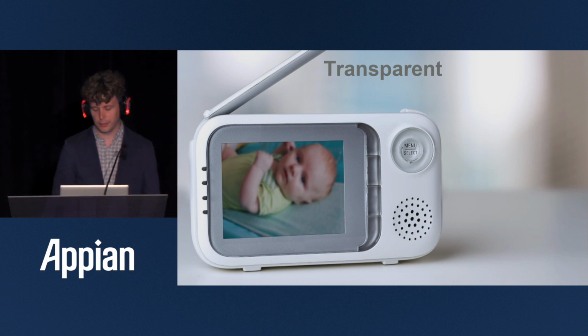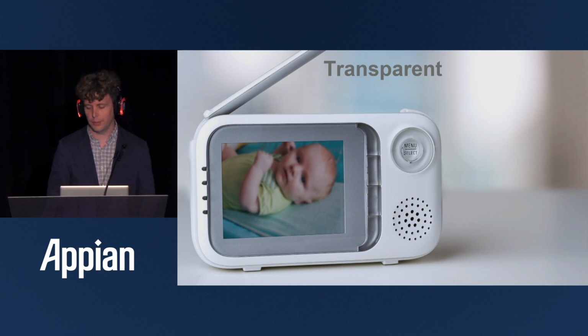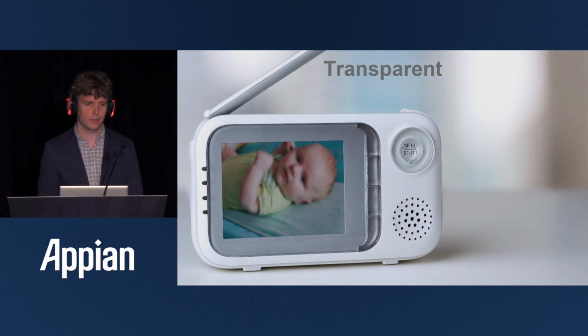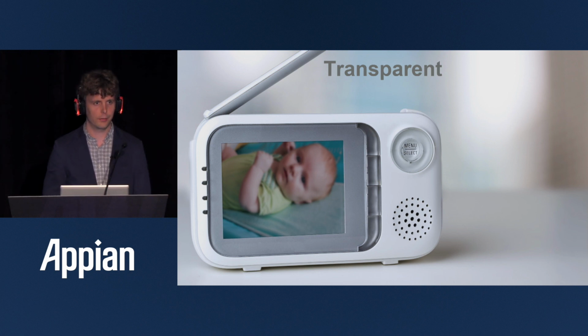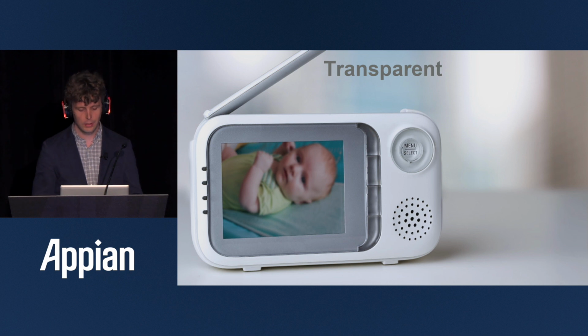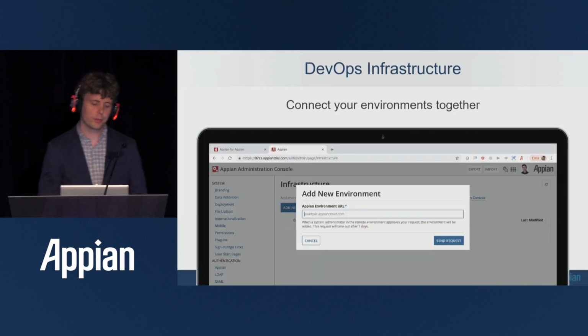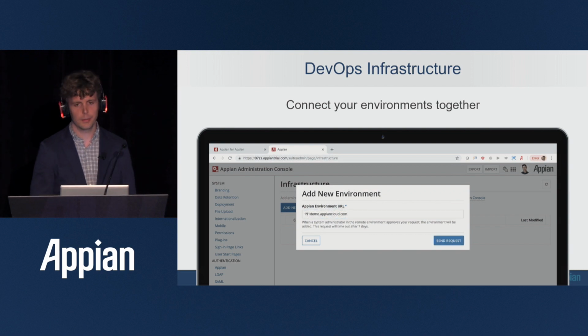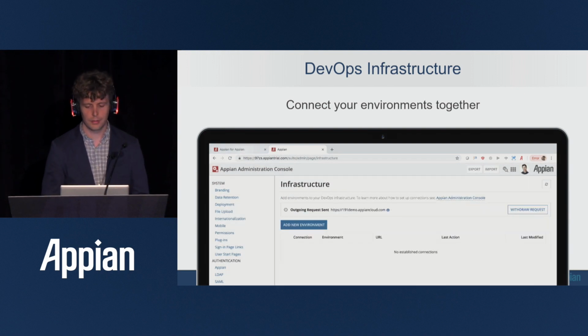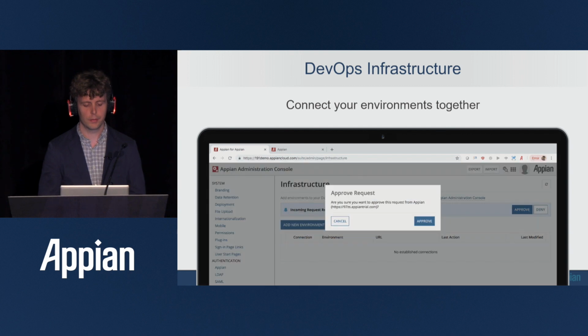So to start, I'm going to just reference two different, seemingly disparate features that we've been working on over the past few releases, that are coming together in a big way in 19.2. First of all, we have what we call DevOps Infrastructure. So this is connecting environments. Matt talked about this in the first keynote of the conference.